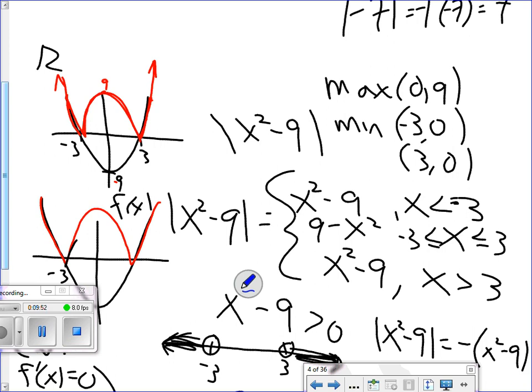Well, that's kind of neat. What I did when I did it, I actually wrote this as a piecewise function. An absolute value is equal to what's inside when what's inside is positive. And x squared minus 9 is positive if x is greater than 3 or less than negative 3. So I made it x squared minus 9 when x is less than negative 3 or greater than 3. And if what's inside is negative, you take the opposite of what's inside. So I just negated it.